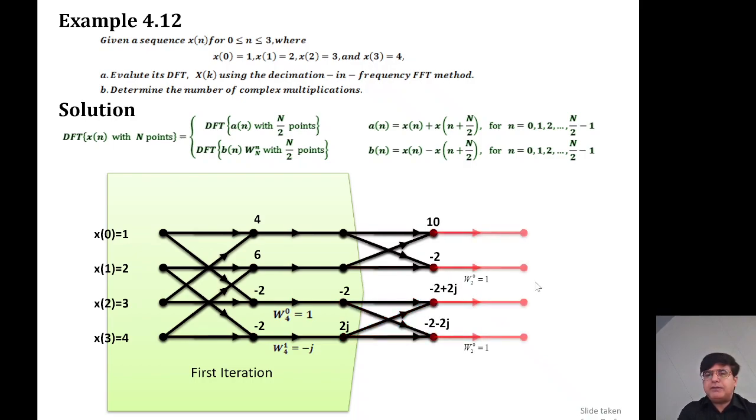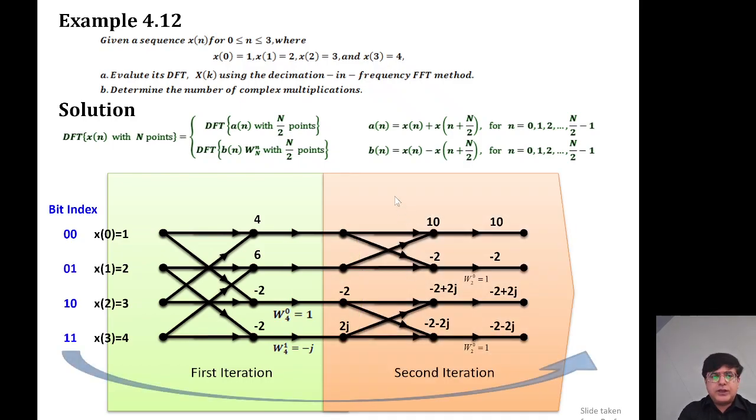And then you multiply with w subscript n to the power n. So in this case, this is just to the power 0, that is 1. And then the outputs are 10, minus 2 plus 2j, and minus 2 minus 2j. But then what are these actually? So you can just write the input indices in the form of binary digits, and then just flip those binary numbers, and then that will give you what outputs you are getting.